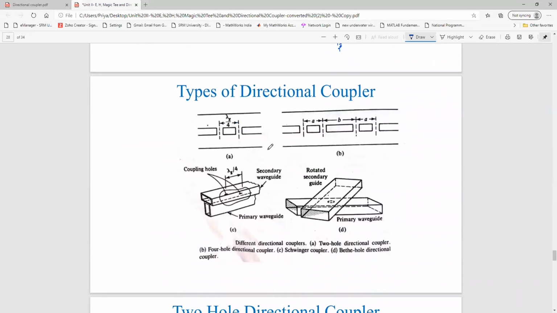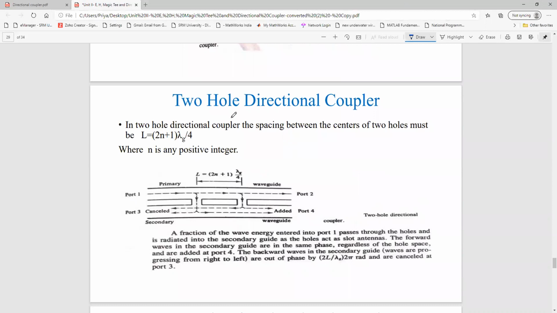So coming to the types of directional coupler, we have single hole directional coupler, two hole directional coupler, multi hole directional coupler, dual directional coupler, bidirectional coupler, hybrid coupler. So these are all the different types of directional couplers. And in your two hole directional coupler, the spacing between the two holes is (2n+1) times lambda by 4. Okay, so this is the spacing.